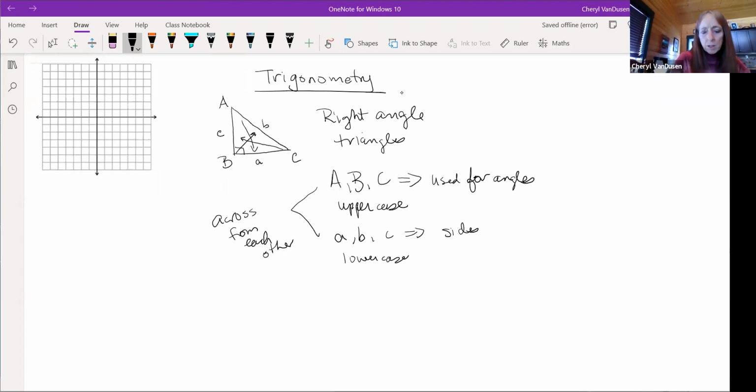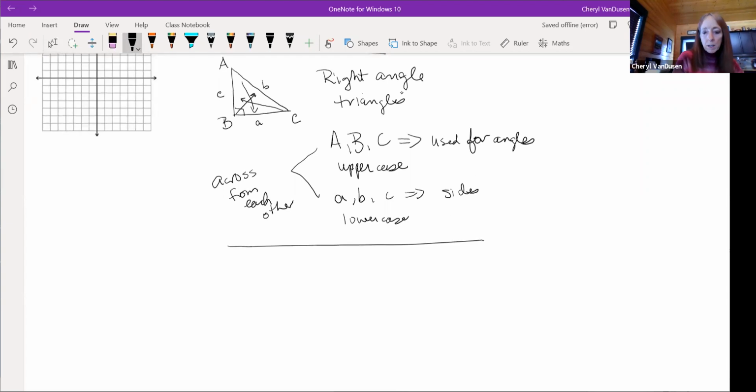So if you're asked, say there's no diagram and you have to design your own diagram and get the letters in the right place, be careful of that. All right, once we have that little piece of information, let's draw one more right angle triangle and get into doing some trigonometry. I'll use A, B, and C again. But now let's go through the definitions. Like I say, this should be review.